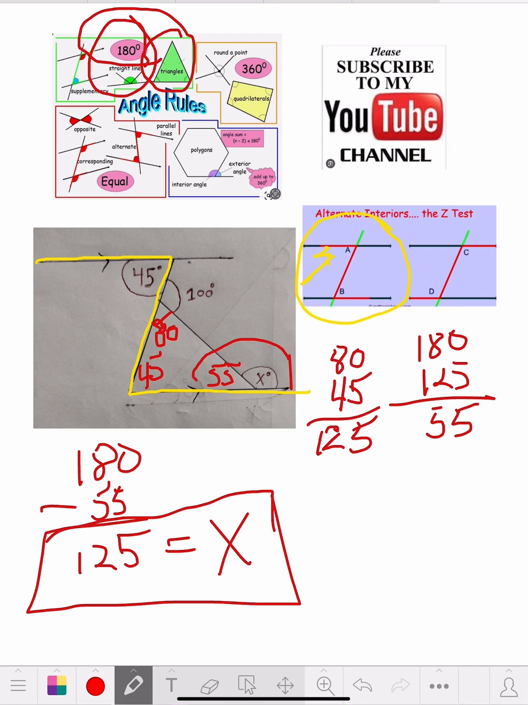So we solved this relatively easy, just by knowing a few of these rules above. Now the new one I threw in was the Z-test rule. You're going to see this a lot of times on two parallel lines. This line here has to be parallel with this line for that to work. They've got to be parallel lines, which they are.